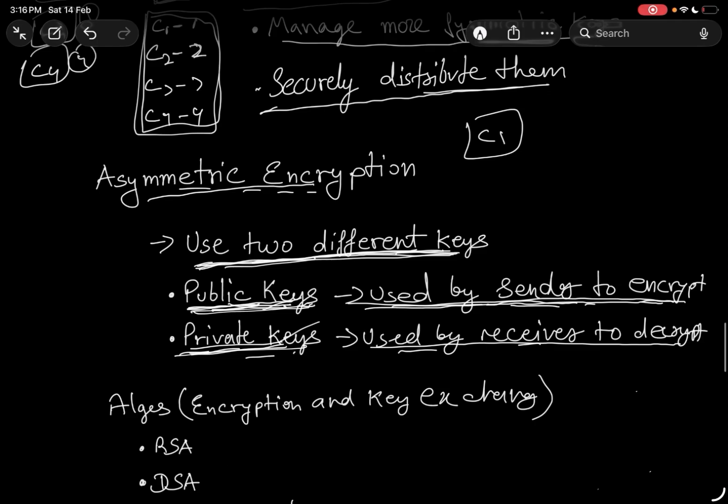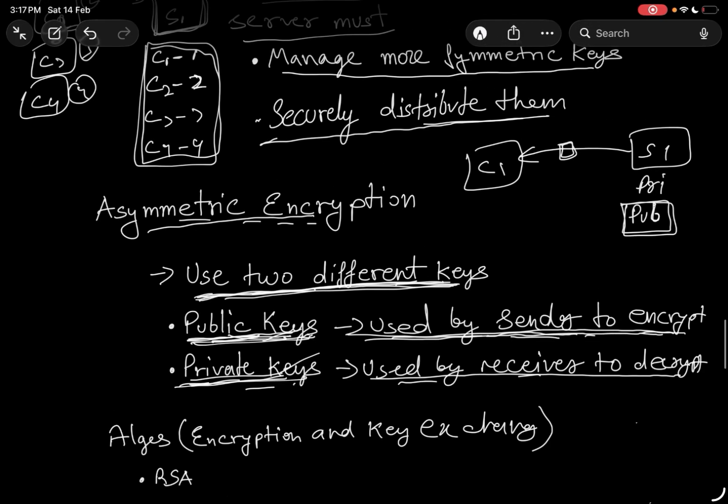Let's say we have a client and we have a server. Now, what this server will do: this server will generate two keys, a private key and a public key. As the name suggests, it will distribute the public key to the client. Now let's say a hacker is also listening to this network. The hacker also has the public key of the server, and the client that is sending data also has the public key.